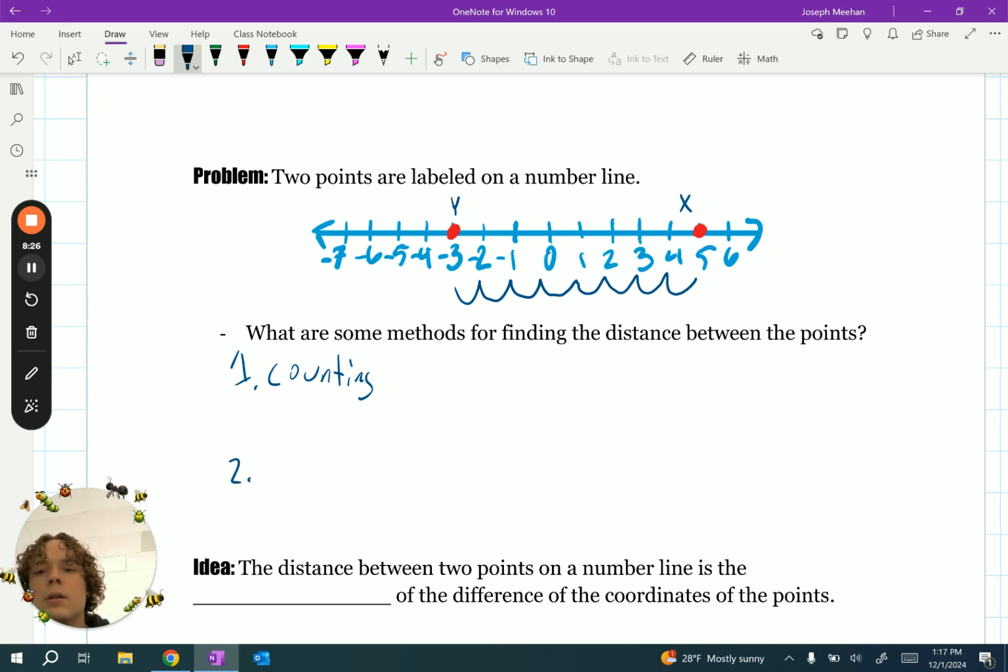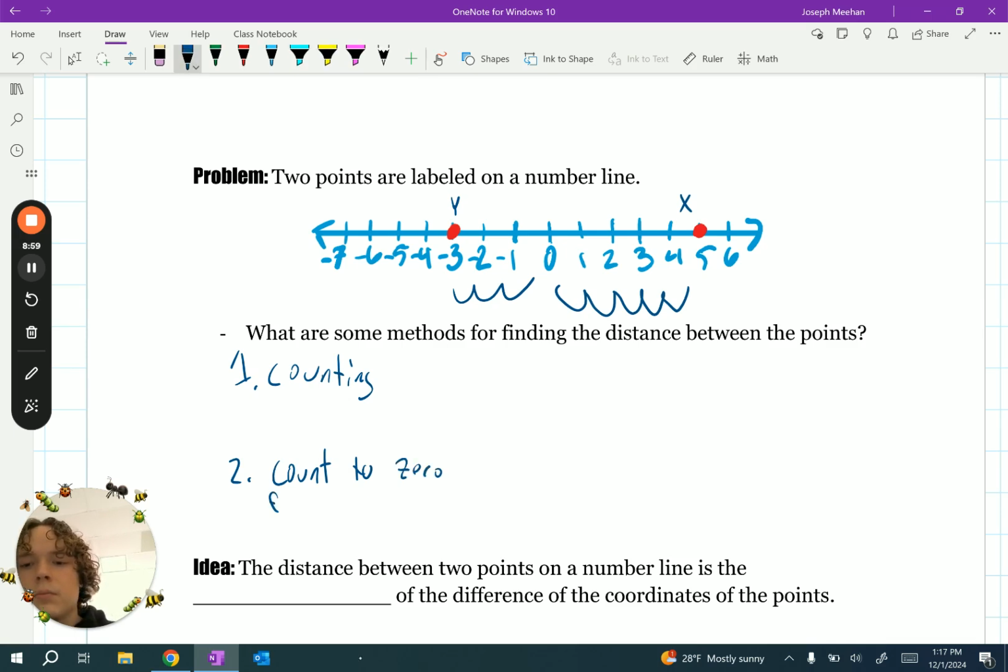A second way, let's see. What if we counted from 1 point to 0, and then counted from the other point to 0, and then added those up? So we would go 1, 2, 3 from the left side, that gets you to 0, and then 1, 2, 3, 4, 5 from the right side, and that gets you to 0, and then you could add those up. That could be number 2. All right, I don't know how to write that out. Let's say count to 0 from each point and add.